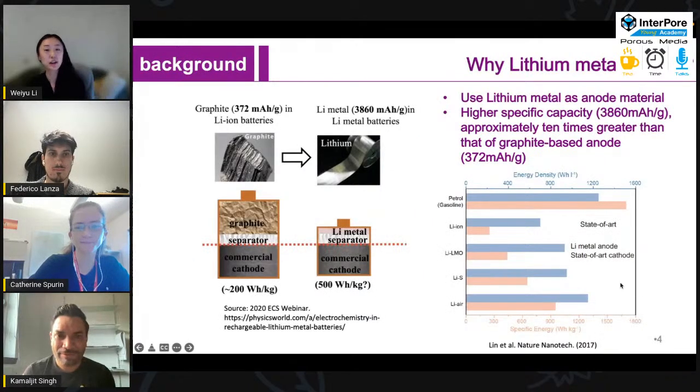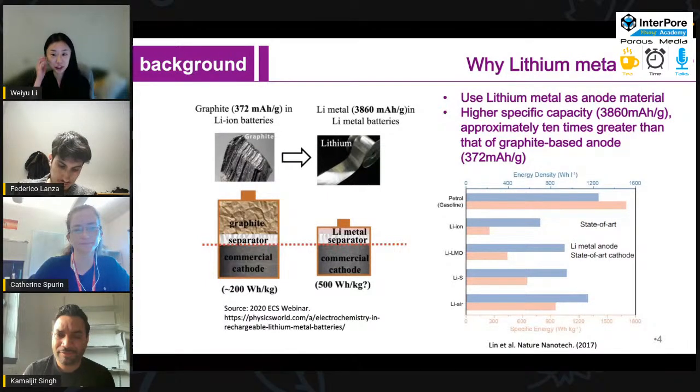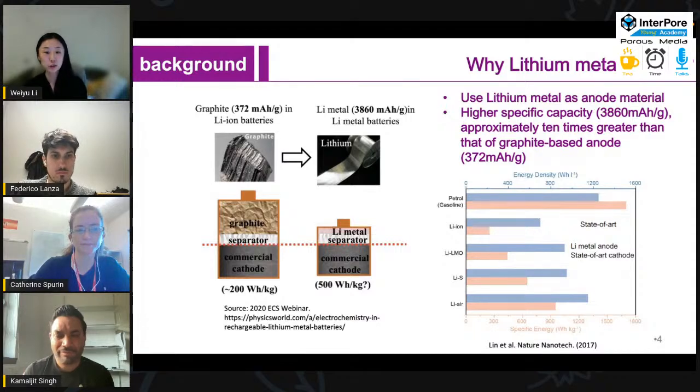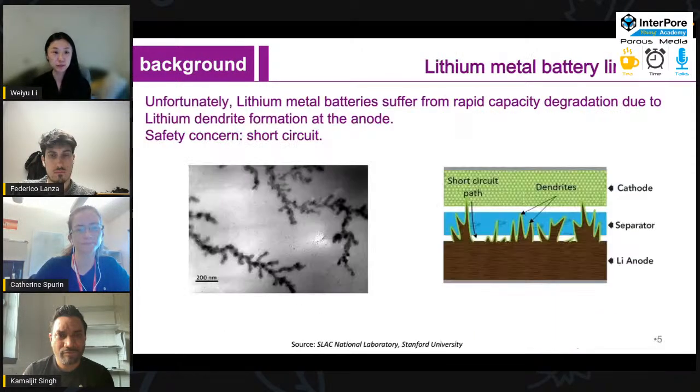So I just talked about why we use lithium metal as the anode material: because it has a higher specific capacity than the graphite-based anode material. And so the rechargeable lithium metal battery is one of the most promising electrochemical energy conversion and storage systems to meet the power and energy demand for electric vehicles.